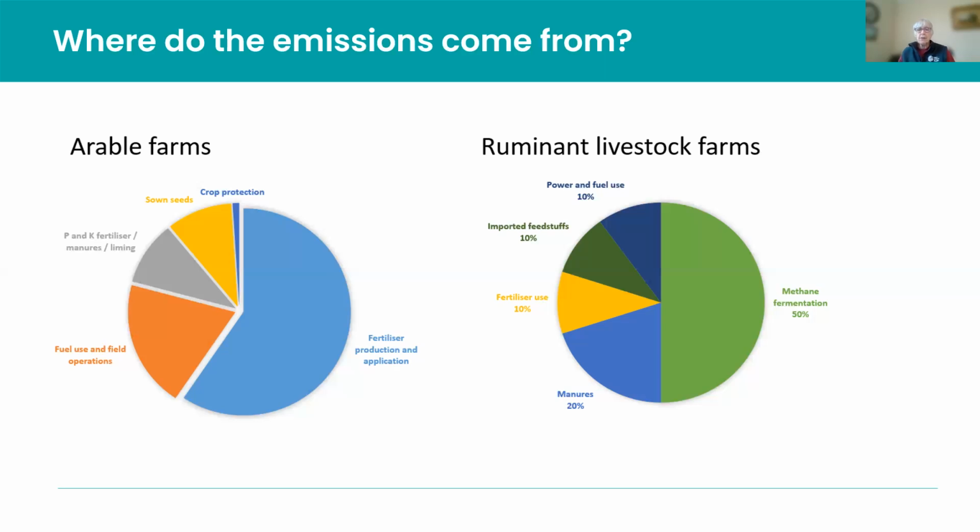But again, increasingly, we're looking at how to reduce our reliance on products which could be consumed directly by humans, and trying to reduce their usage as animal feeds wherever possible.